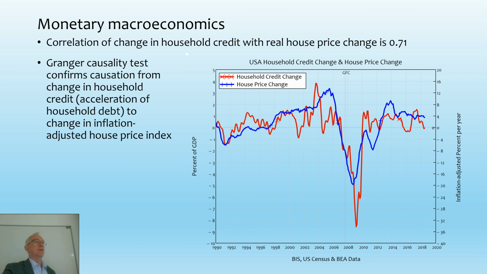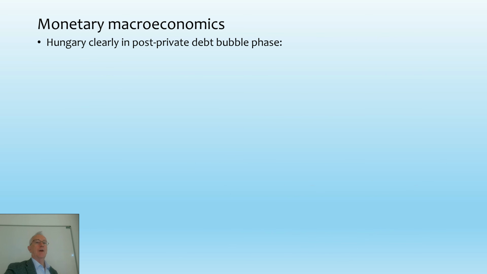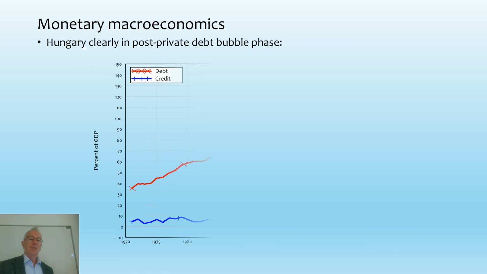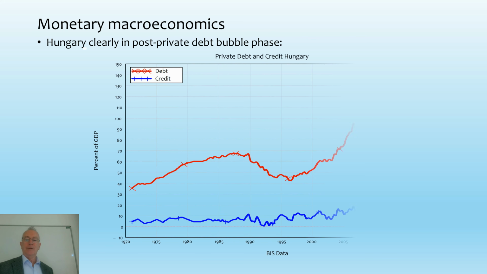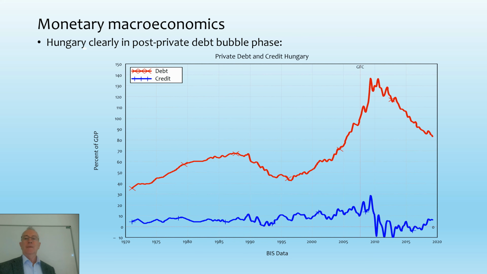That's the correlation of the annual change in household credit to the annual change in house prices in America. It's 0.7 over 30 years. So the evidence is overwhelming. Hungary is an interesting example. You guys have got a lot of external factors to deal with as well, but you clearly had a big debt bubble starting from 1998. This huge increase in private debt there.